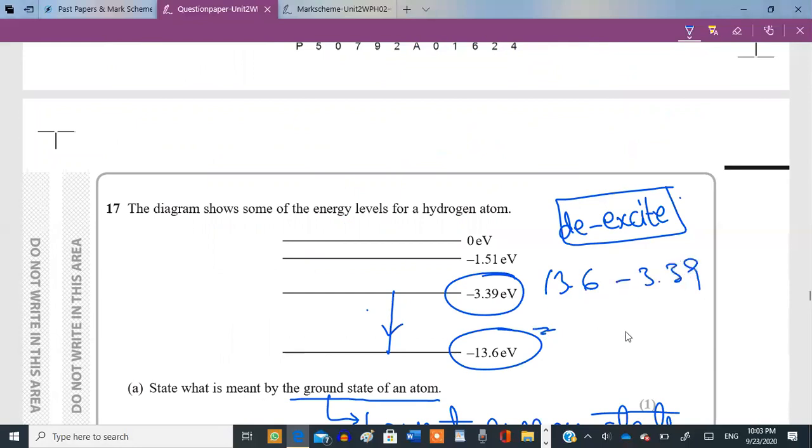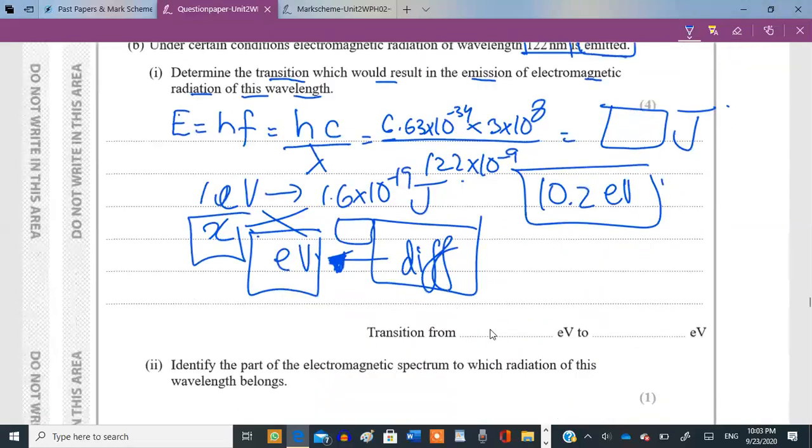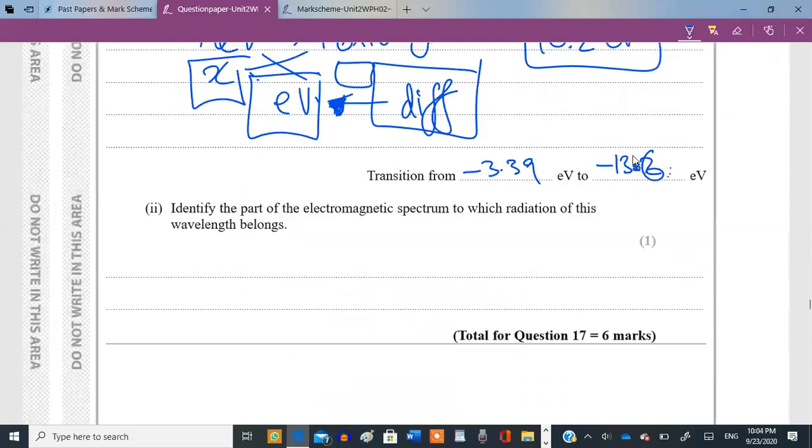What's the answer? 10.21. Yep. So this is the transition. And remember, it's going to be from minus 3.39 to minus 13.6. Not the other way around, not this one, because this will not emit any wavelength. This will rather absorb wavelength. It's going to be minus 3.39 to minus 13.6. Clear? Is this clear?